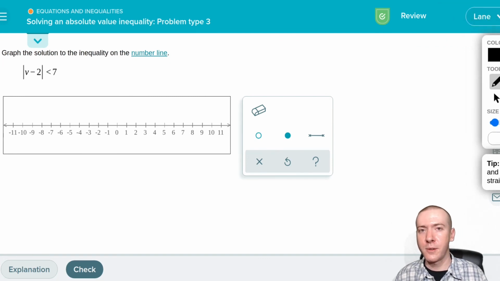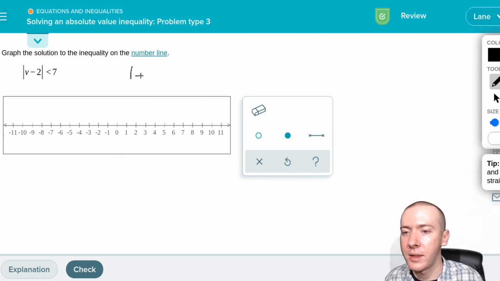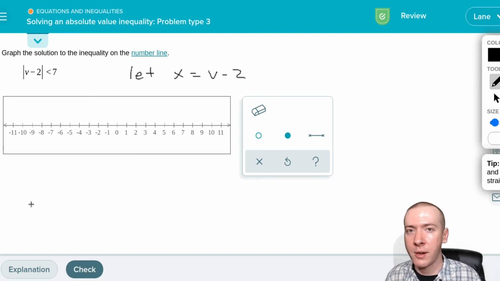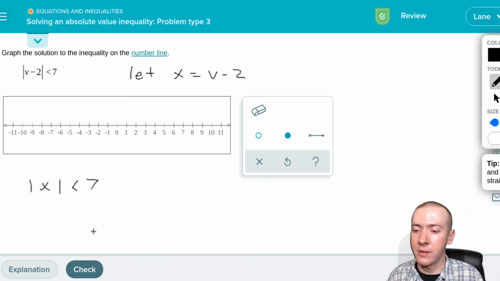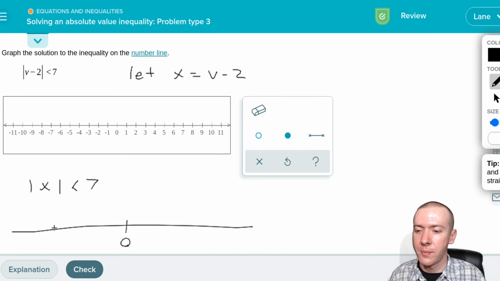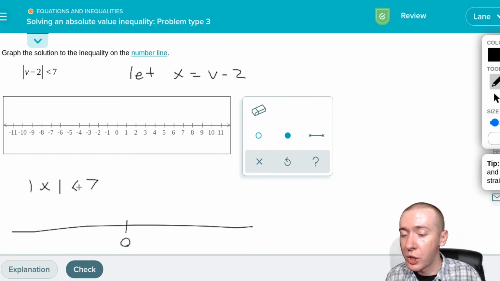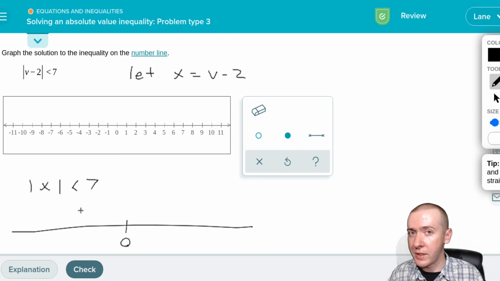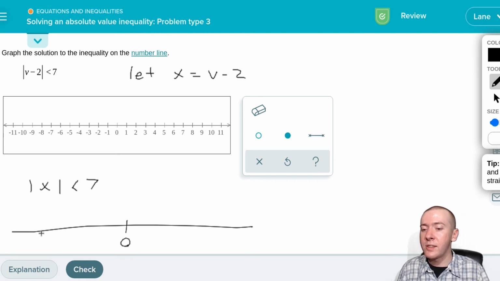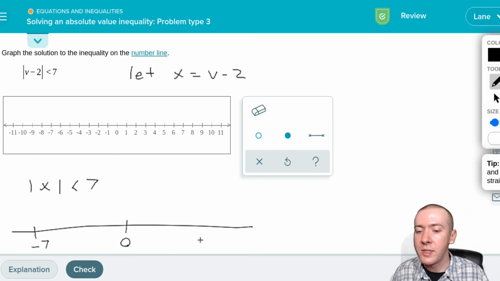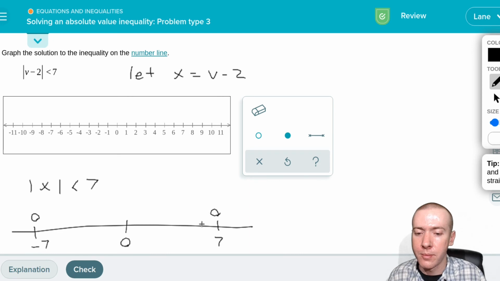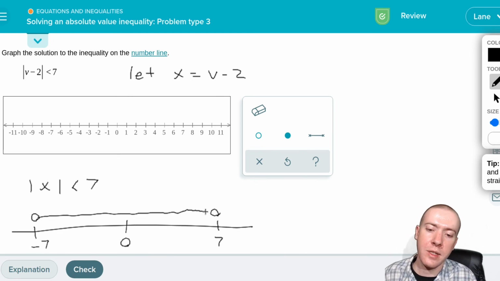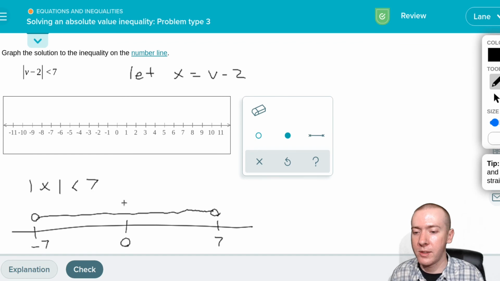Okay, let's do one more together. I'm going to say let x equal v minus 2. Then we're going to make a graph of the absolute value of x is less than 7. So this means the numbers that are closer to 0 than 7, right? Or the distance, all of the numbers whose distance from 0 is less than 7. So that's these numbers in the middle. This is the graph of x down here.